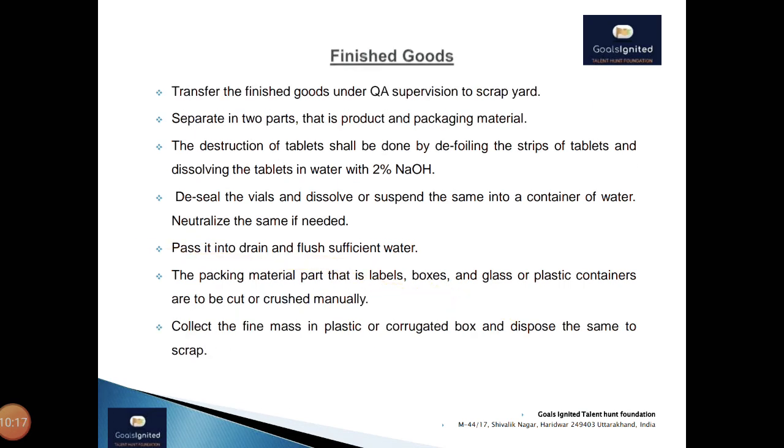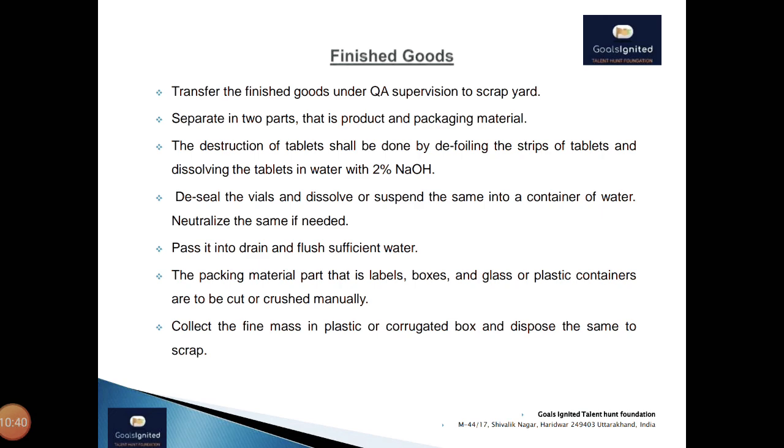So this is all about the raw and packaging material control samples. Now we come to the finished goods. For finished goods, transfer them under QA supervision to the scrapyard. Separate again into two parts, the product and the packaging material. The destruction of the tablet shall be done by defoiling the strips of the tablet and dissolving the tablet in 2% NaOH.